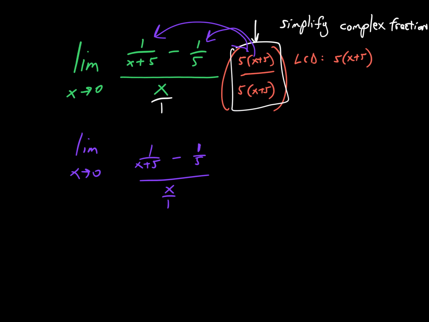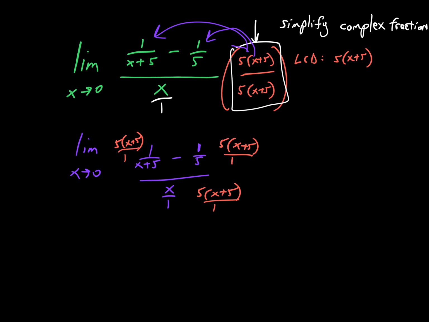I distribute, and I have a 5 times an x plus 5 to multiply over here. I have a 5 times an x plus 5 to multiply over here. And of course on the bottom, we also are going to have a 5 times an x plus 5 to multiply. On this one, now I'm going to just put all these over 1 just to show you, because we're multiplying fractions. I want to make sure you see what cancels.